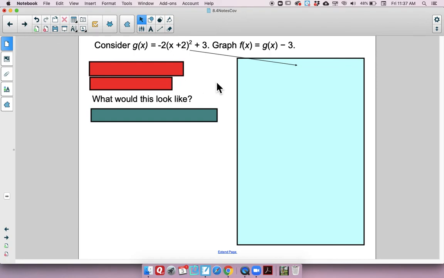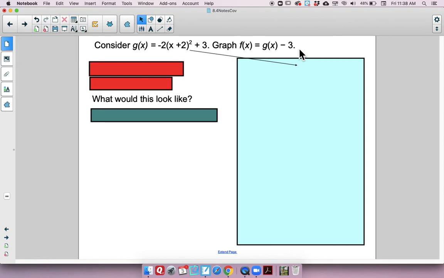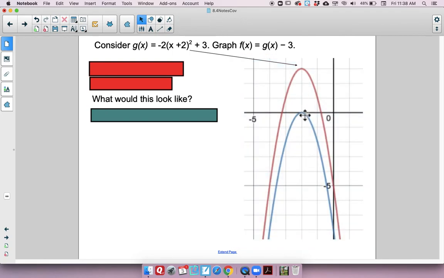Okay. What about if we have g of x, same formula here, but it's g of x and then minus 3? Notice over here it was x plus 5 inside the parentheses. Here it's minus 3. What do you think that one's going to look like? Well, wouldn't f of x be the graph of g of x, and then this minus 3 would just mean a vertical translation up 3 units? Or excuse me, down 3 units. Sorry, because it's minus 3.